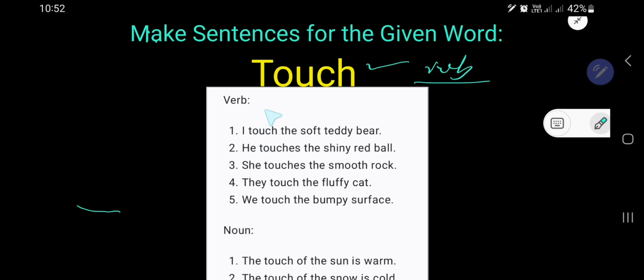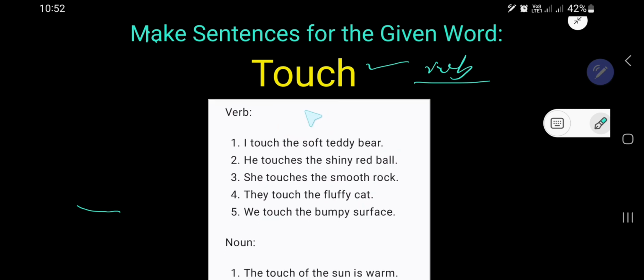I think the word touch has several meanings, but if you touch something, this means that you want to feel that something or somebody, right?